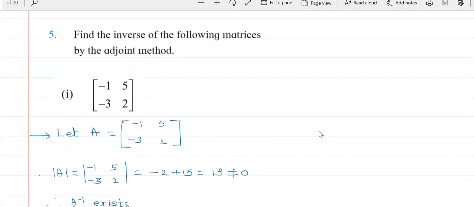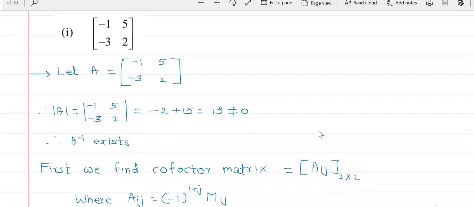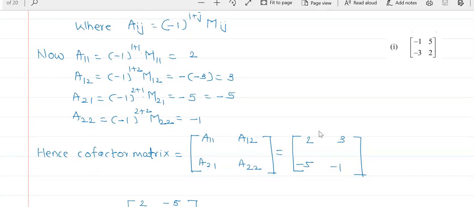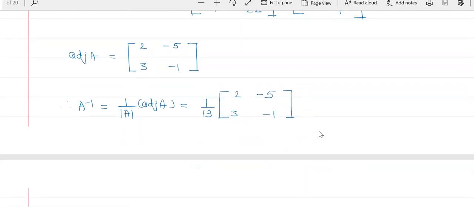Find the inverse by using the adjoint method. You can take the screenshot of this. Next is up to this. And again, this is the final answer.